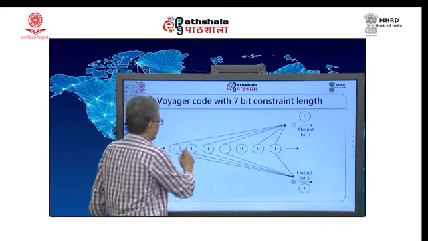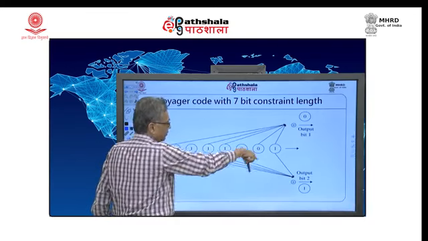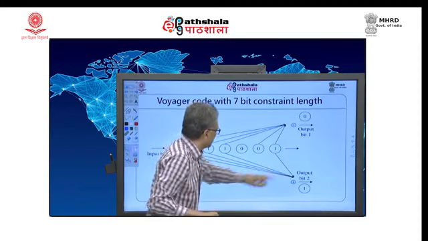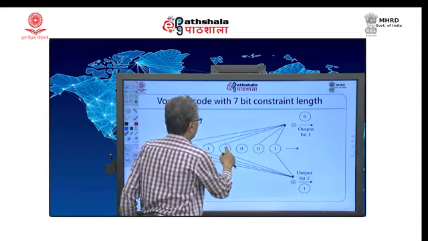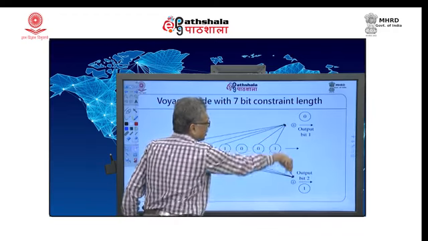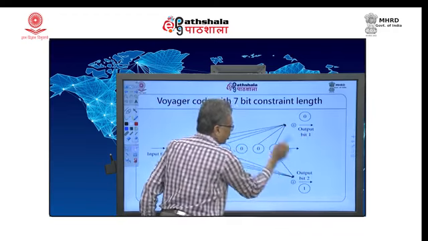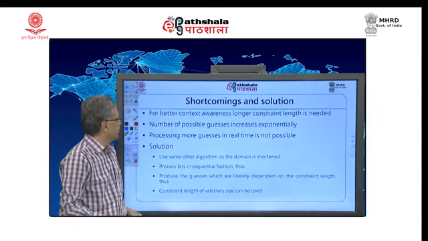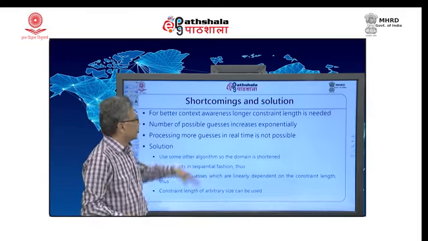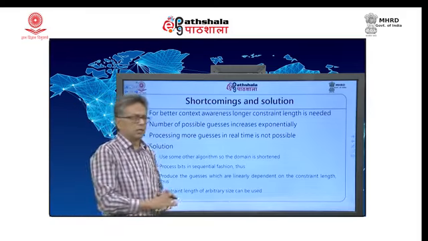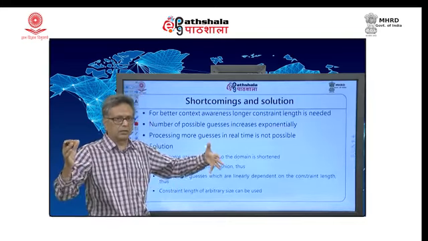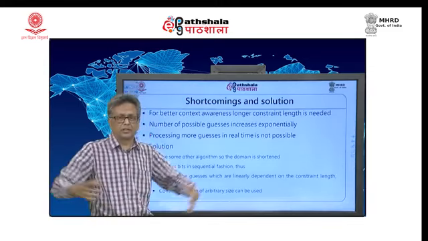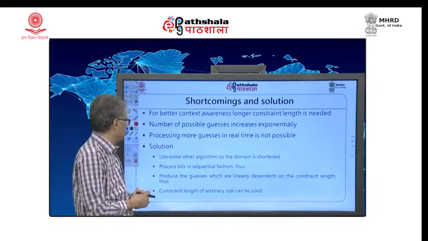So, there is an input bit, and you can see that not all bits are XORed. Some bits are getting XORed here: 1, 2, 4, these 4 bits are XORed, and here 1, 3, 4, 5 and 6 bits are getting XORed. Whatever value results is called output bit 1 and output bit 2. So, for one input bit you get 2 output bits. Okay. For better context awareness, you need a longer constraint length, the internal state. Number of possible guesses increases exponentially if you increase that context length.